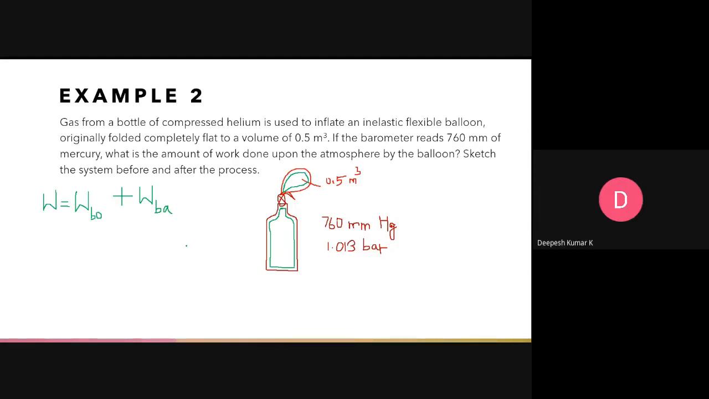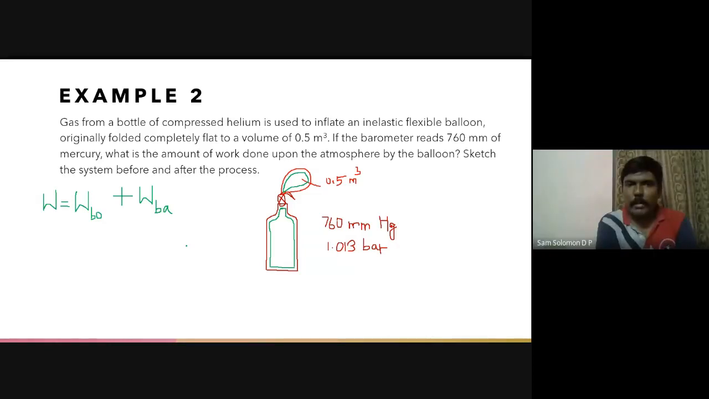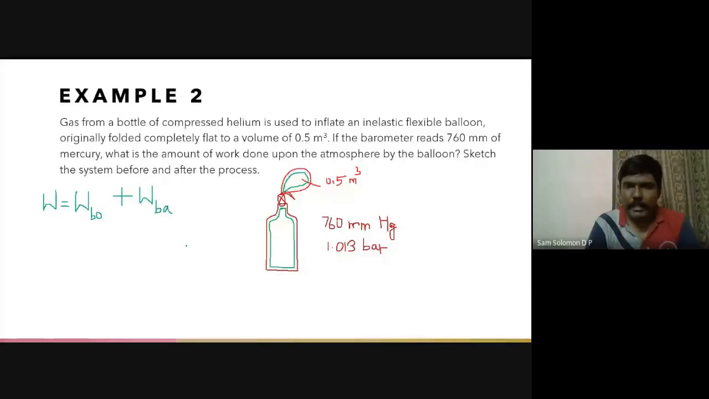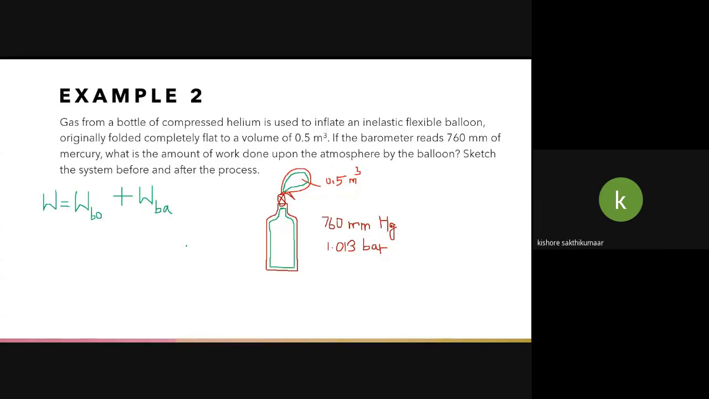Sir, because the bottle has gas and fixed boundaries, the volume does not increase, only the pressure decreases when it inflates the balloon. The volume of the bottle is not mentioned, so you say the volume is constant. The boundary is fixed, therefore it's a constant volume. Is it like that?